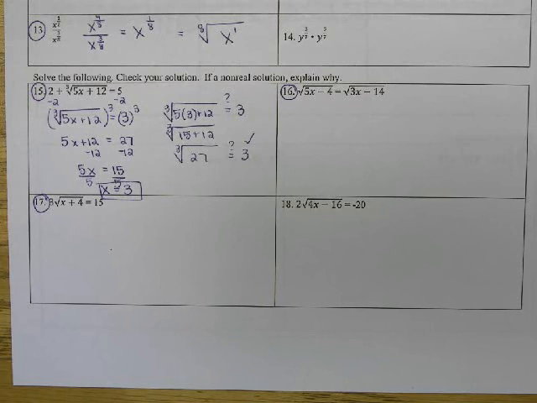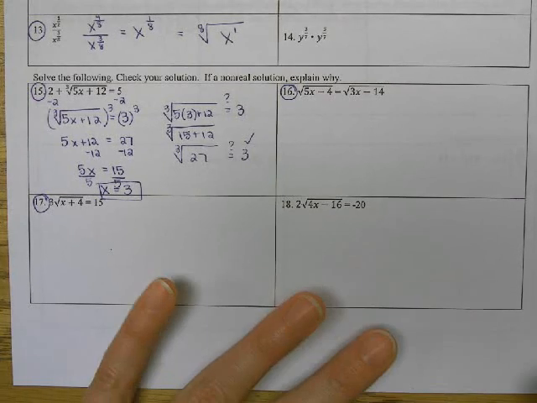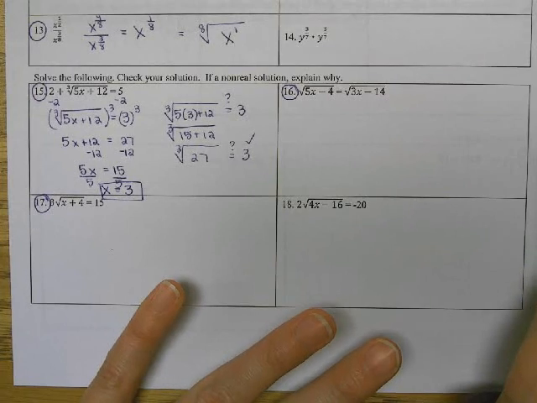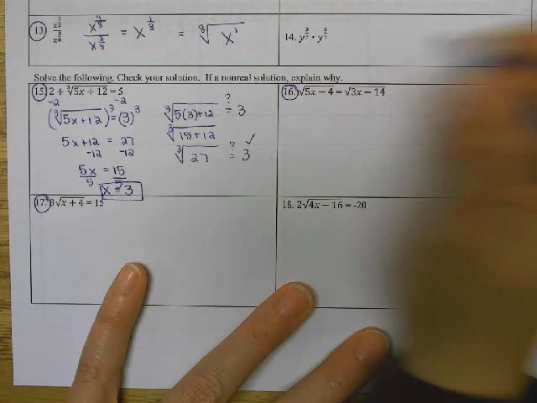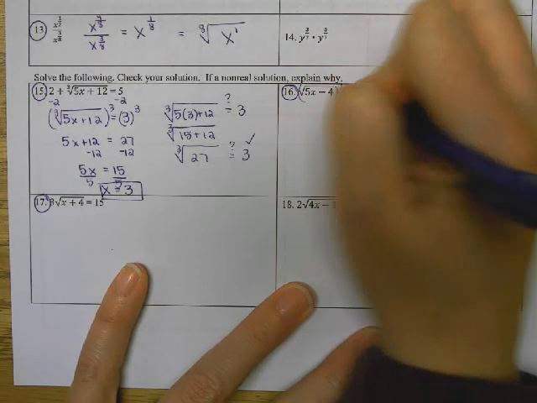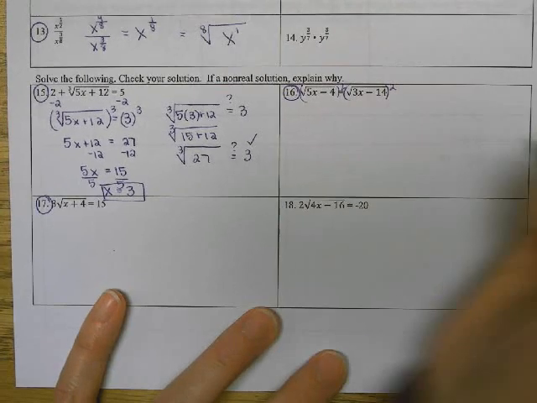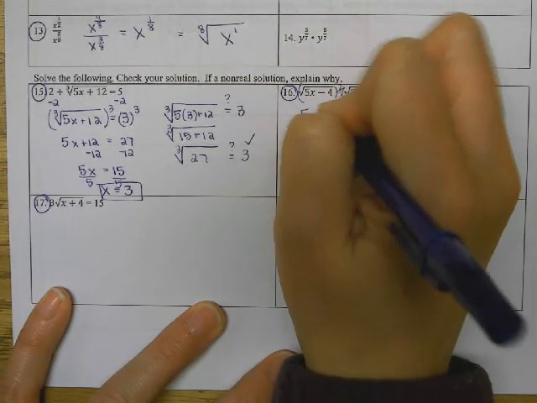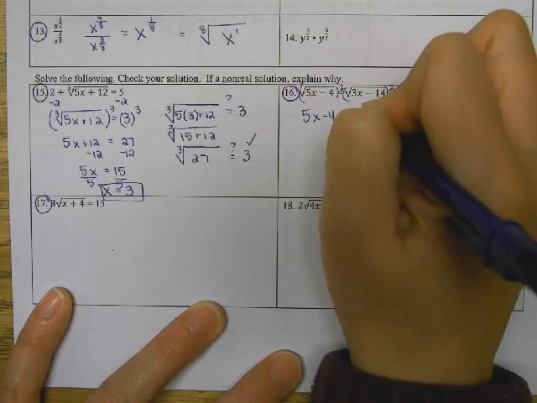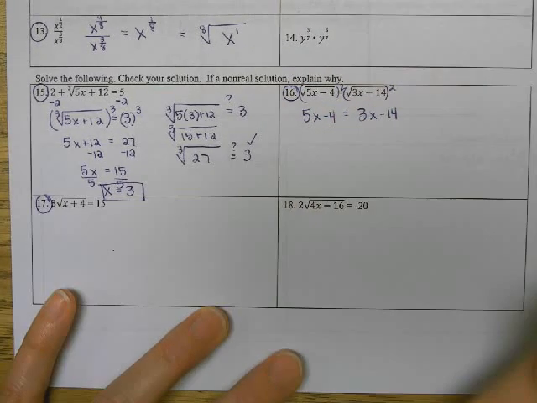Okay? Alright, on number 16, I need to go ahead and get my radical by itself on one side of the equal sign, but it already is, so I'm going to go ahead and square both sides. So I'm going to get 5x minus 4 equals 3x minus 14.